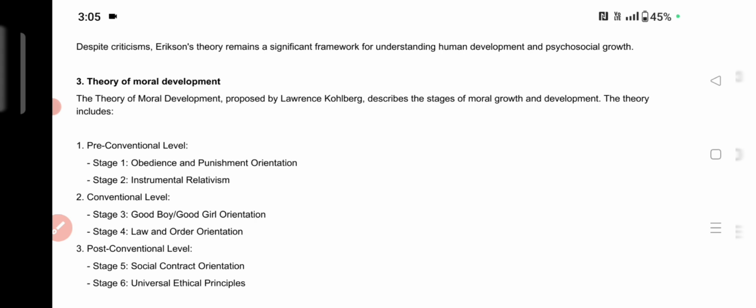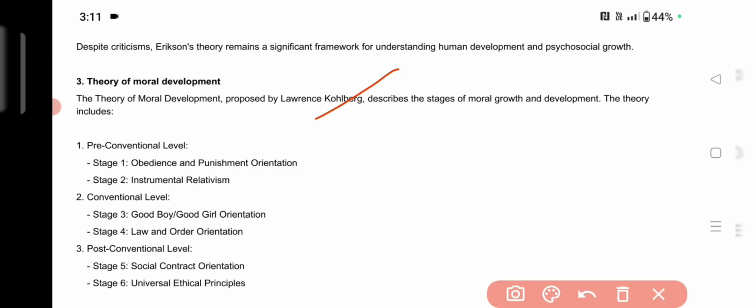So coming to the theory of moral development, the third theory. It is proposed by Lawrence Kohlberg. Here he describes the stages of moral growth and development. The theory includes three stages. It is described as a cone shape. So here it is a triangle.